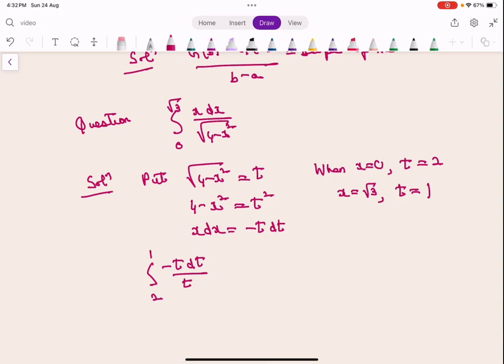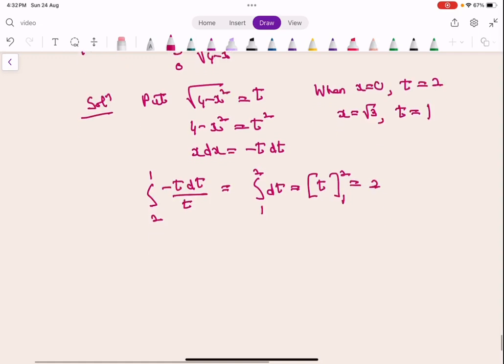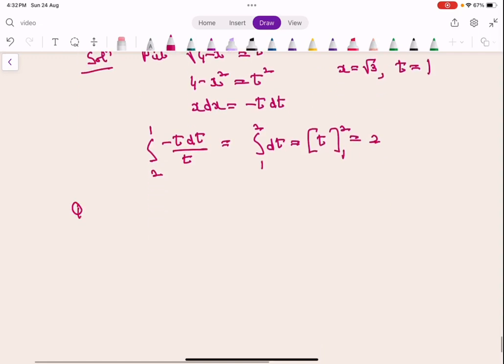And in minus integral a to b is integral b to a when you remove the minus sign. So this becomes integral 1 to 2 of dt. The t gets cancelled. So this is t within the limits 1 to 2 and your answer is 2. Okay, let's go to the next question.